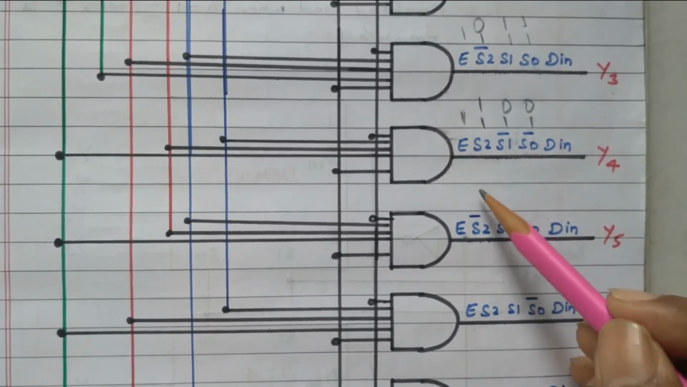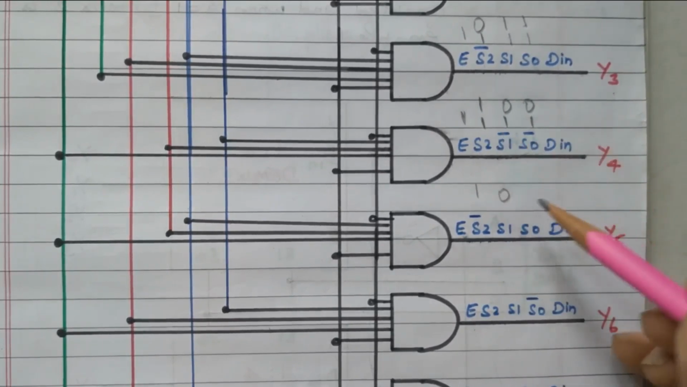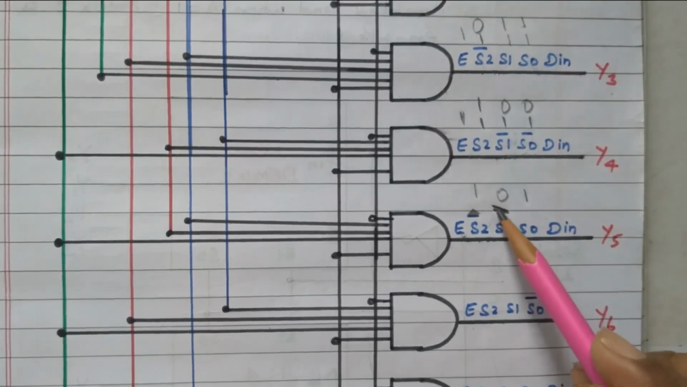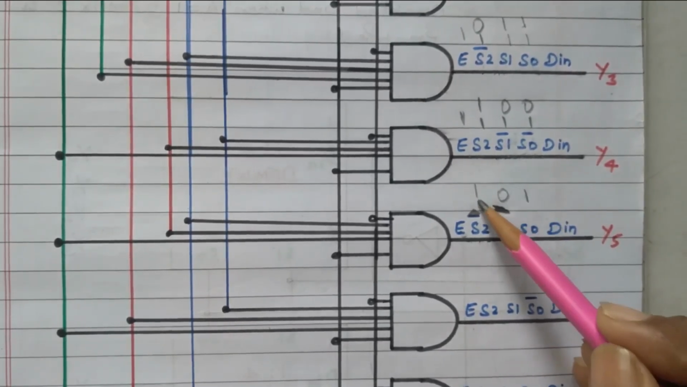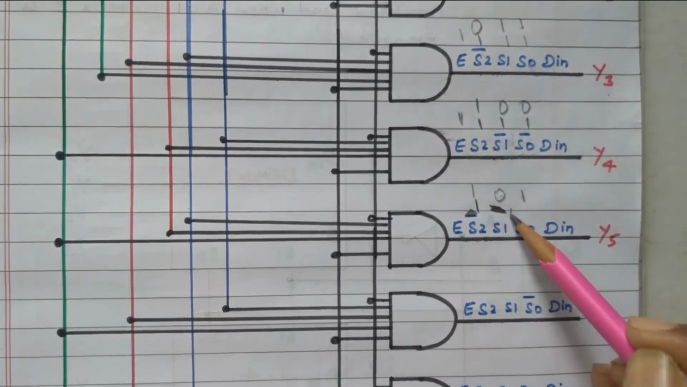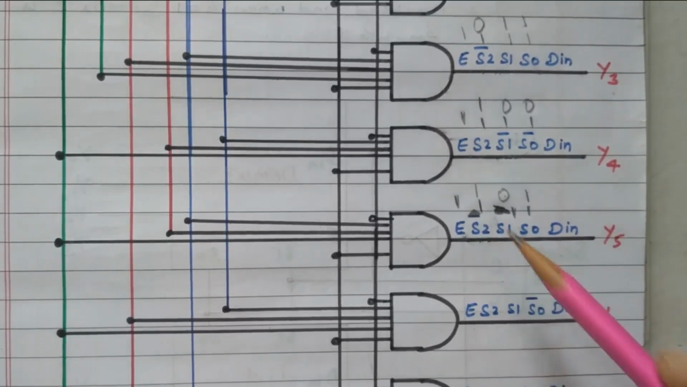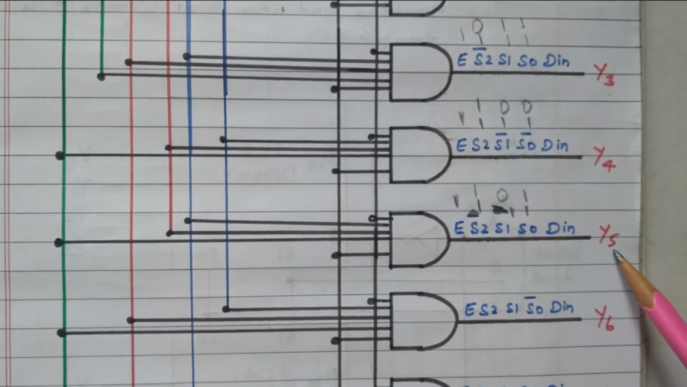Then the next combination 1 0 1. So a small correction here, the bar is not available here, 1 0 1, right? So 1 as it is, this 0 becomes 1 because of complement, this is 1, already enable is 1, so automatically all inputs are 1, so the data in is available in the Y5.